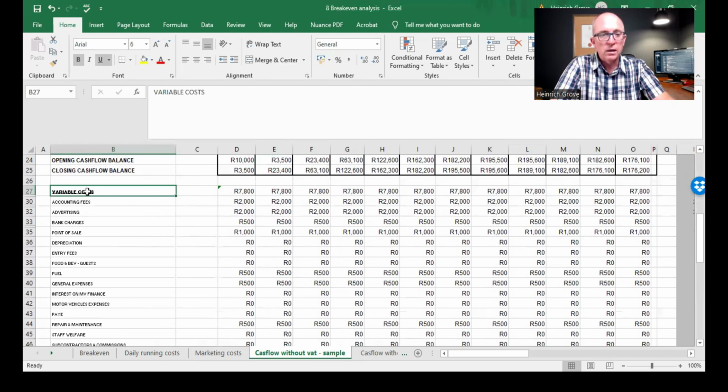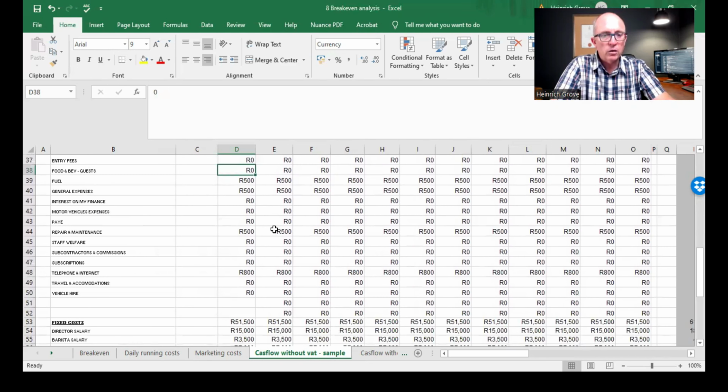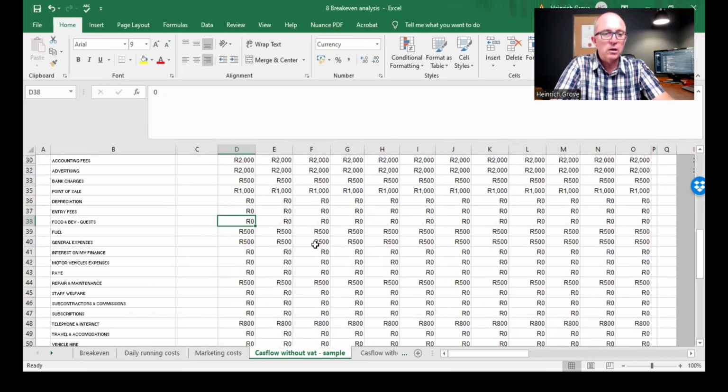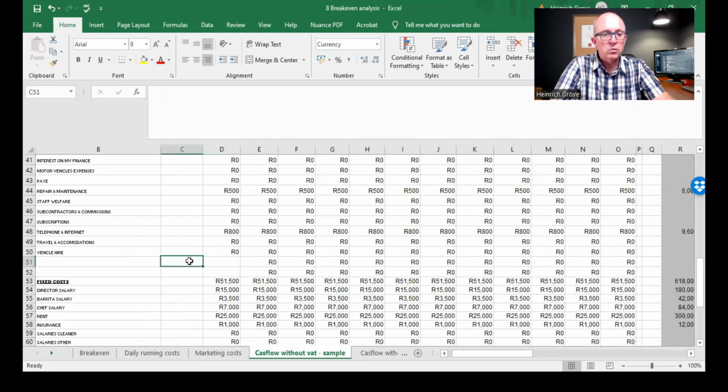You can probably change that description to whatever you want to make it. But you can see we've got accounting fees, advertising, bank charges, point of sale, and depreciation in there, entry fees. So all the types of things you can think of, you can pop into this section over here, and then it adds it up as the total variable cost. Like I said, the heading might not be 100% accurate, but it's just what we did back then.